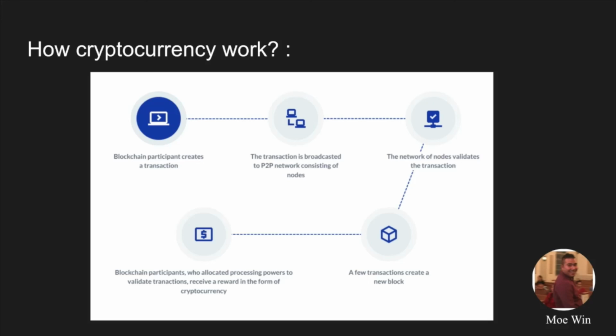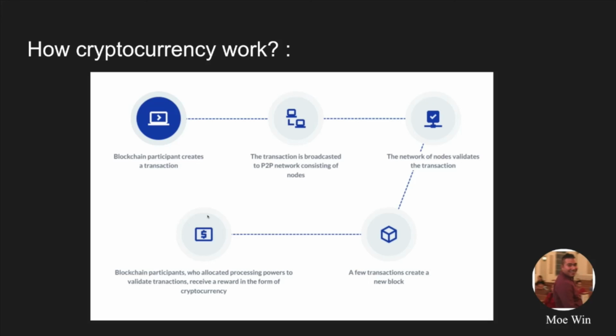Over here, we start with the blockchain participants. They create the transaction and broadcast it to the peer-to-peer network. Then they validate the transaction. After validating the transaction, they create the node. And the final step, the blockchain participant who allocated processing power to validate the transaction receives the reward.